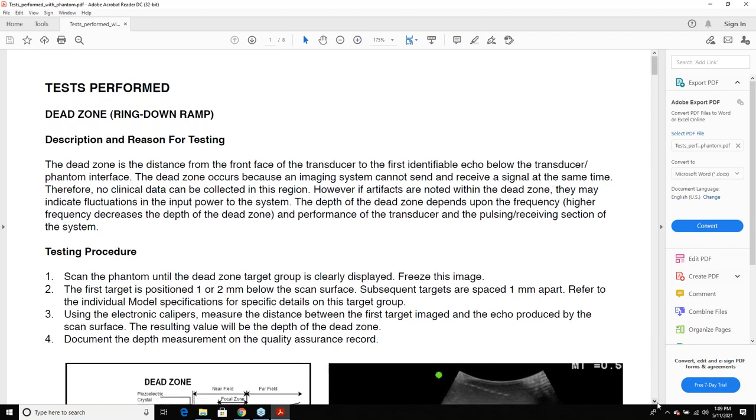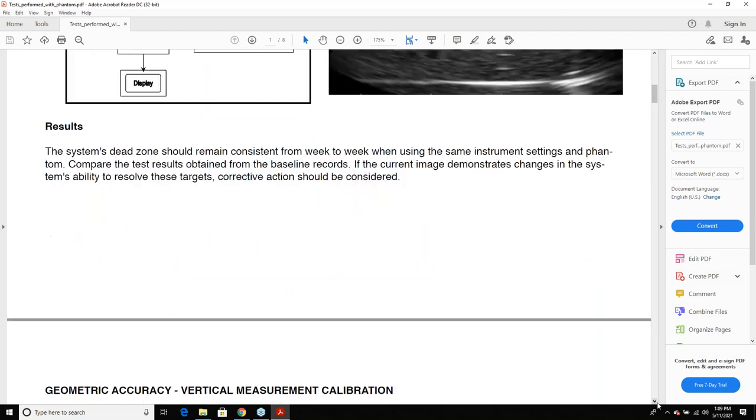And then we can scroll down, we see the picture, and in the results, which I couldn't fit on there without making it too small, the system's dead zone should remain consistent from week to week when using the same instrument settings and Phantom.